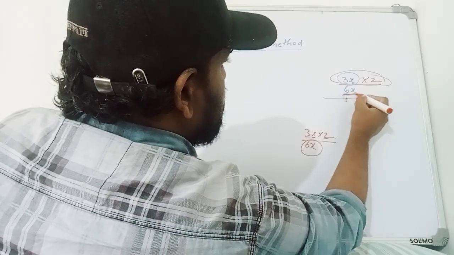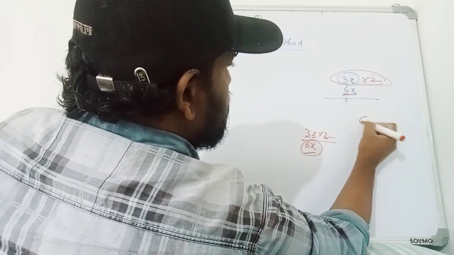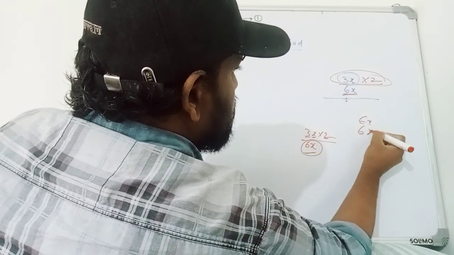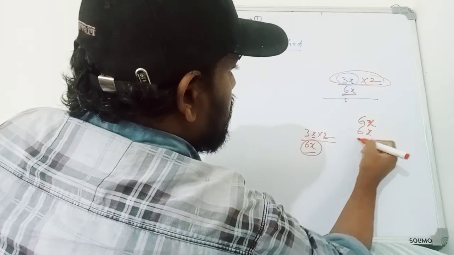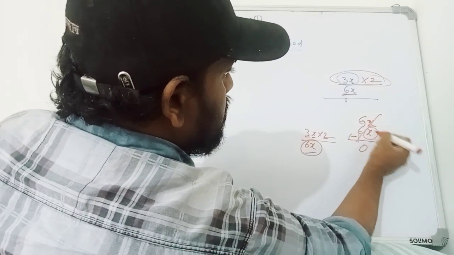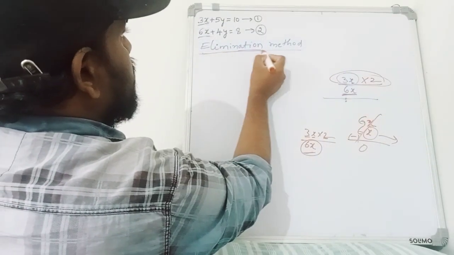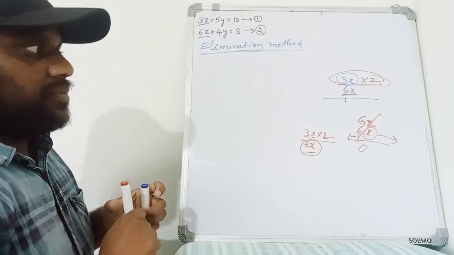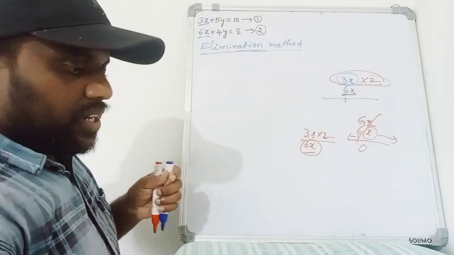Then here also 6x is there. Now this 6x and this 6x, now the terms are the same. If you subtract, we will get 0. That means this x is eliminated. So that is the elimination method. Okay, so you understand, right?